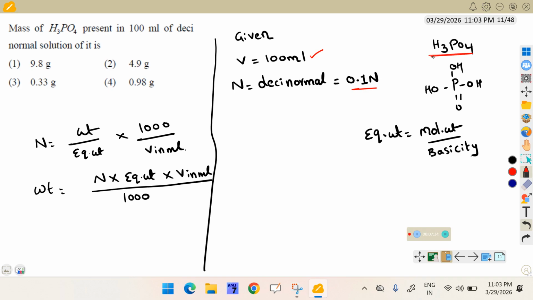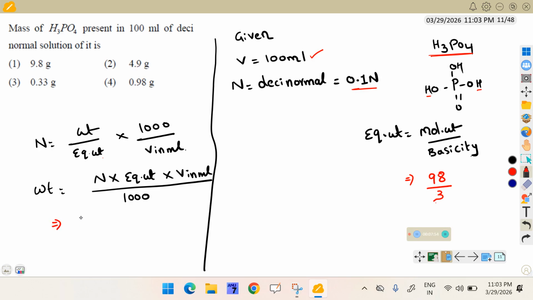H3PO4, calculate the equivalent weight. Molecular weight by basicity. Basicity means number of replaceable hydrogen atoms. Molecular weight of H3PO4 is 98. By how many hydrogens are replaceable? All 3 hydrogens are replaceable. Equivalent weight is 98 by 3.